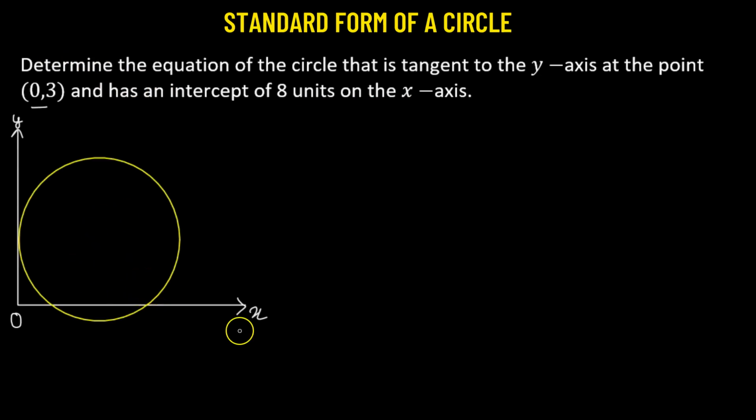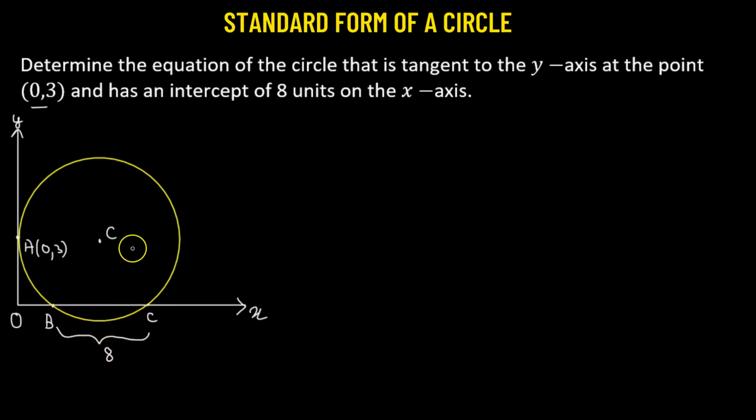So here we have a Cartesian plane with the x and the y-axis. We consider a circle having a center C, and this circle is touching the y-axis, that means it's tangent to the y-axis at the point (0, 3). So let's name it as point A, having coordinates (0, 3). And it has an x-intercept of 8 units. That means if we consider this as a point B and this point C, then the length BC, which is also the chord of the circle, is 8 units.